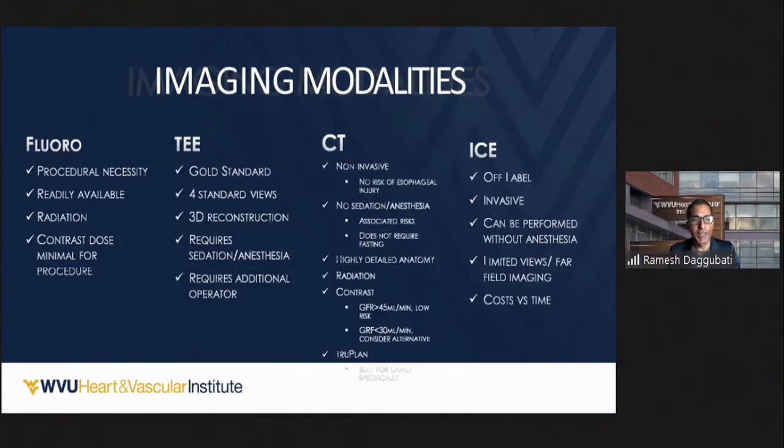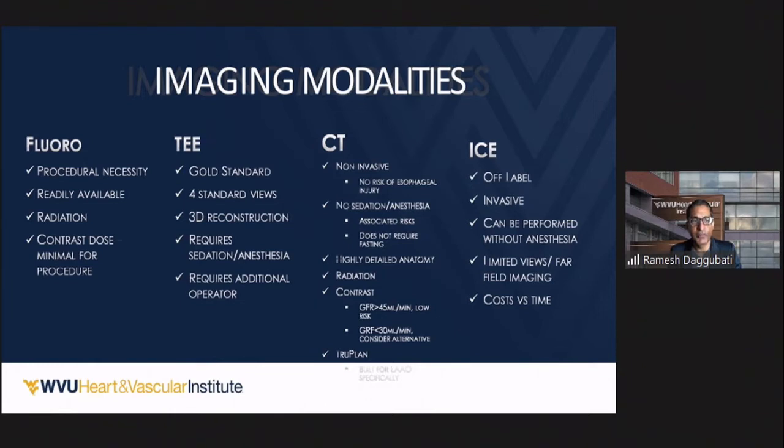Coming to imaging modalities, we depend upon several things. You need to be very proficient in understanding TEE and fluoro. Obviously, we are all very good at it. Simple fluoro views are AP and RAO caudal. That's what I use, RAO caudal 20/20, for the device deployment, and LA appendage opacification with contrast. You can minimize the contrast by using half and half contrast. TEE is the gold standard. You depend upon 4 standard views: 0, 45, 90, 135. And 3D reconstruction is great with TEE.